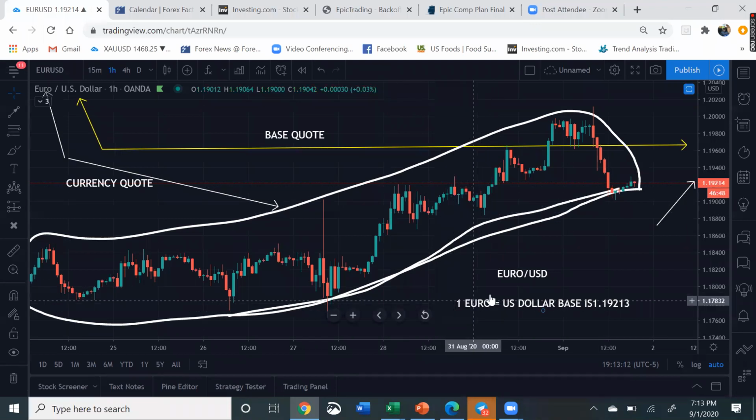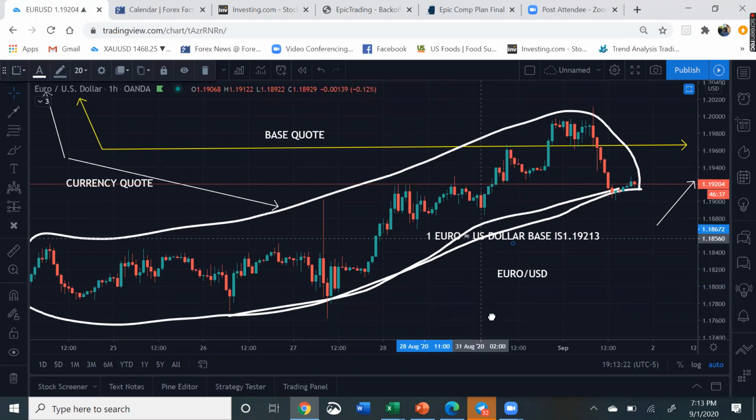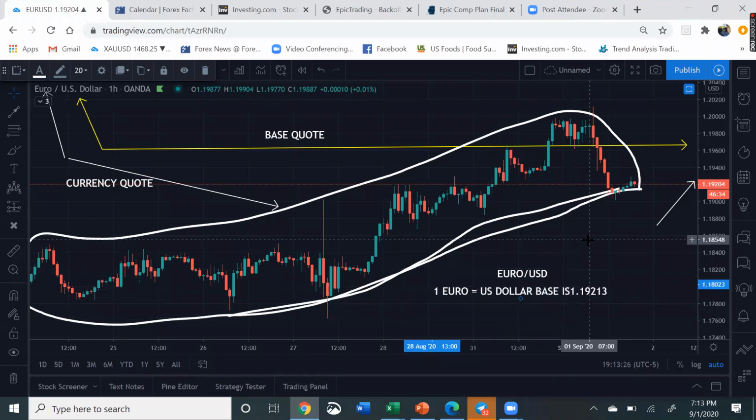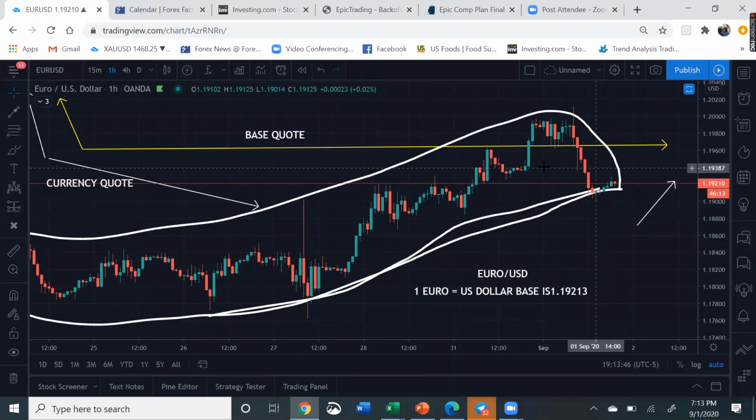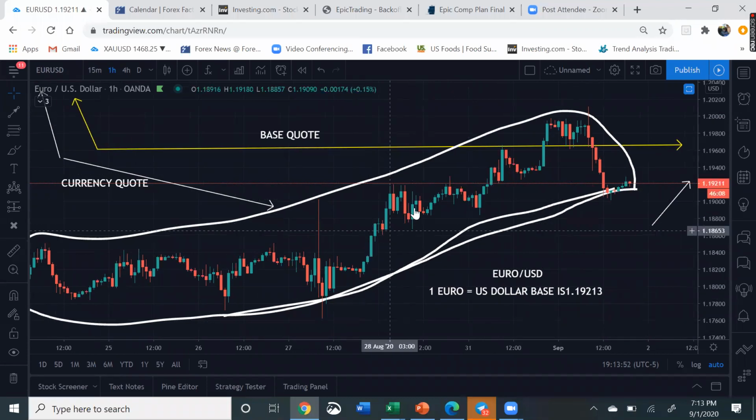So if I was to go from the UK with 1 euro back to the United States and exchange my 1 euro to a US dollar, I should get $1.19. If that makes sense, you guys type 1 in the chat if you understand that. I want to make sure you guys understand what I'm talking about. No matter how high these candles move, this represents 1 euro.